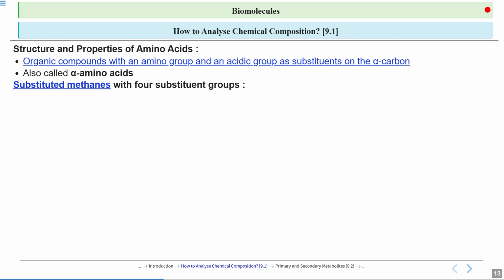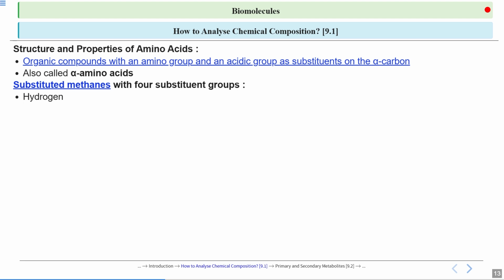Now, this is very interesting. These amino acids are also called substituted methanes. Why are they called substituted methanes? What is the formula of methane? Methane is CH4. It means there is a single carbon atom bonded to four hydrogen atoms. So why is it called substituted methane? Because the four hydrogen atoms are substituted with other groups. What are these other groups?